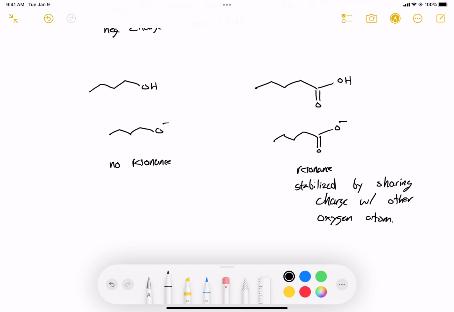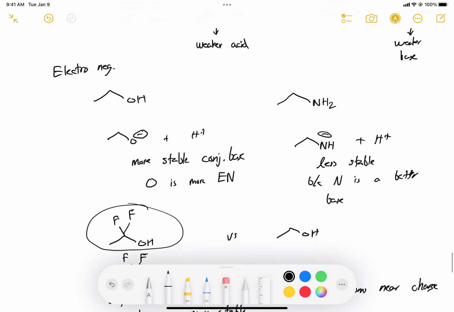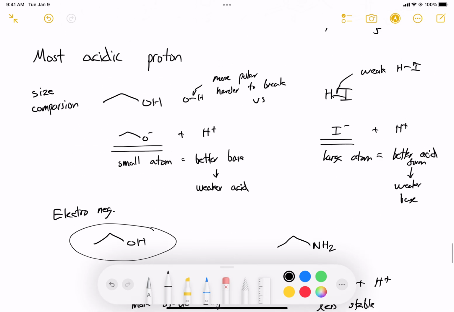This one, however, has no resonance, so it's not stabilized at all in any case. The only stability it has is the charge being on the oxygen atom. But this one on the right has both the charge and resonance, so this one would win by default. So this is going to be more acidic. In this case, this is more acidic here. And in this case, this one's more acidic. And in this case right here, HI is more acidic.